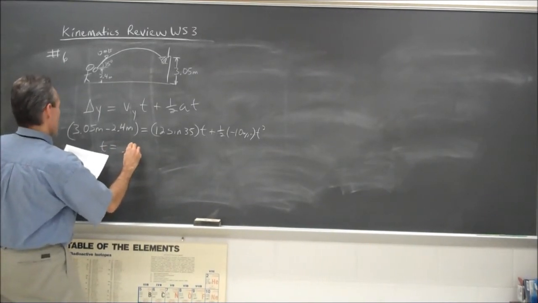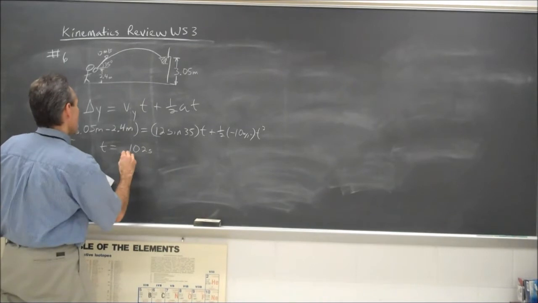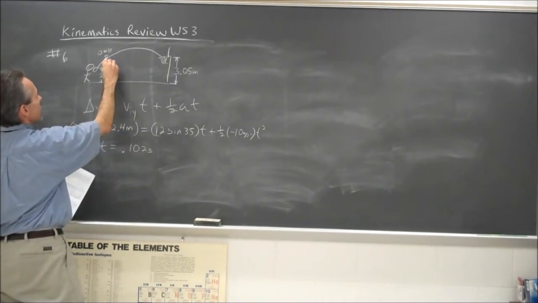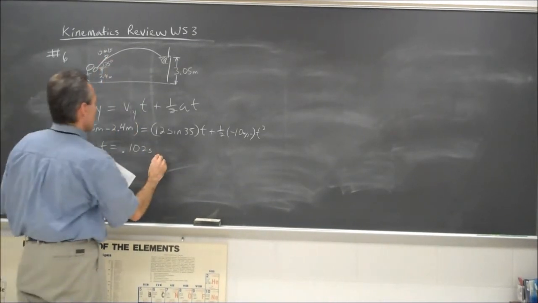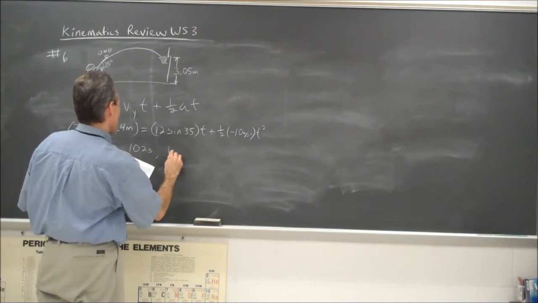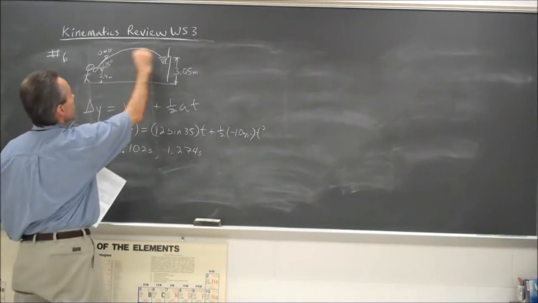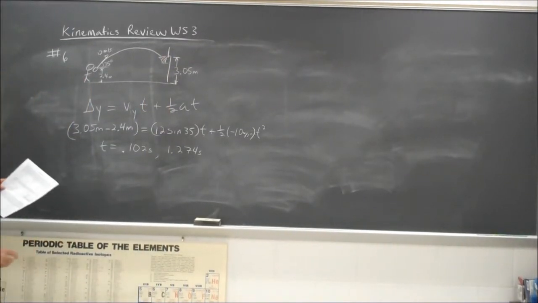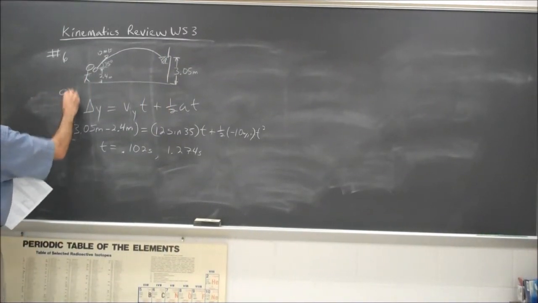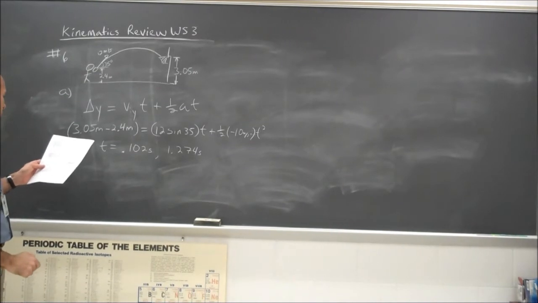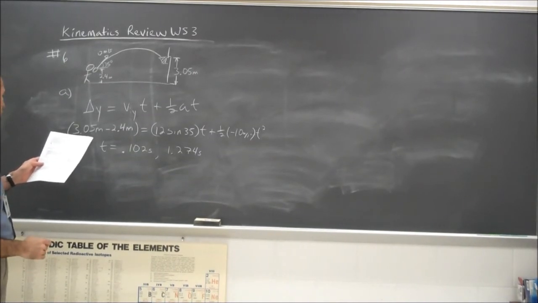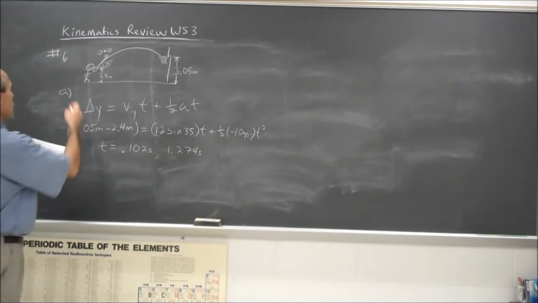When we do, we get two values. We get 0.102 seconds, which is the first time that it reaches that height, over here, and 1.274 seconds, which is when it reaches all the way over here. In part A, what we're trying to figure out is that horizontal distance.